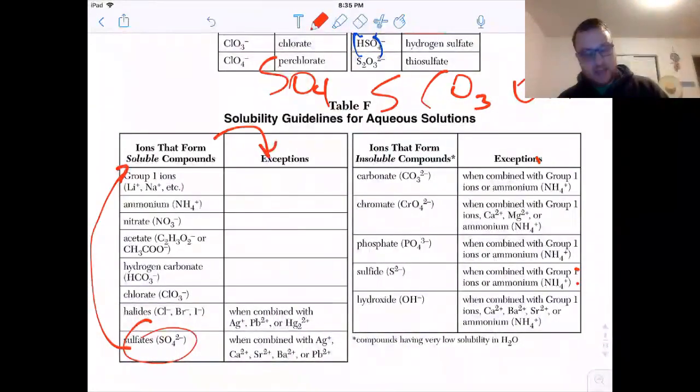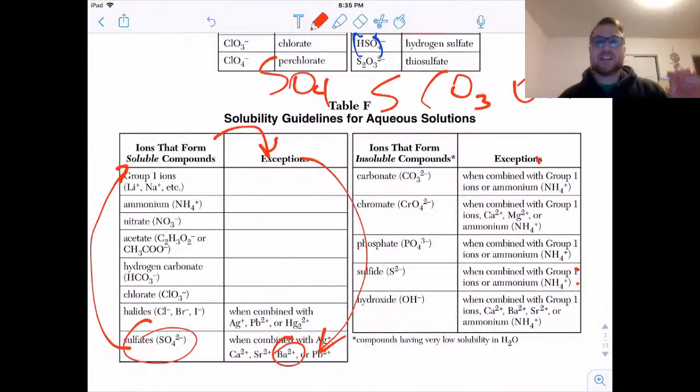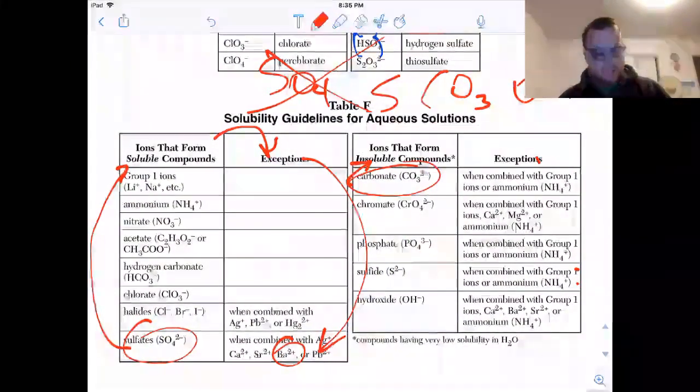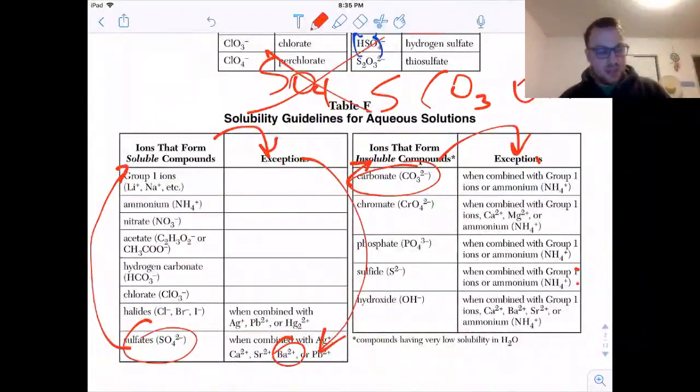Carbonate is insoluble unless it's with group 1 or NH4. Barium's in group 2. Barium and carbonate will not dissolve in water. They are insoluble. No. Sulfide is insoluble unless it's with group 1 or ammonium. We just determined group 1 and ammonium is not barium. No.